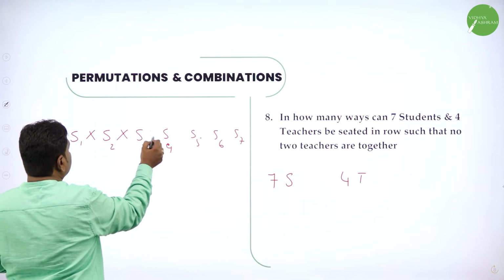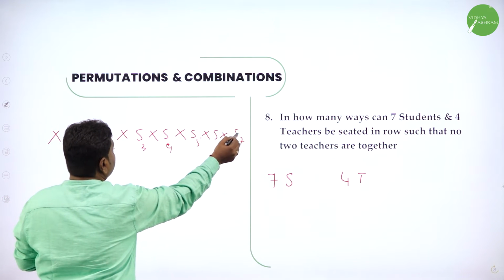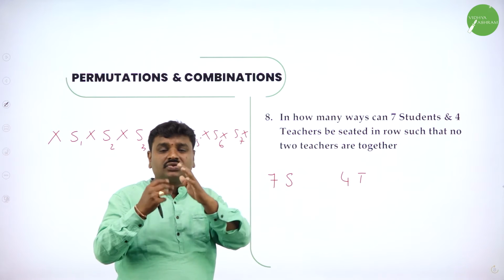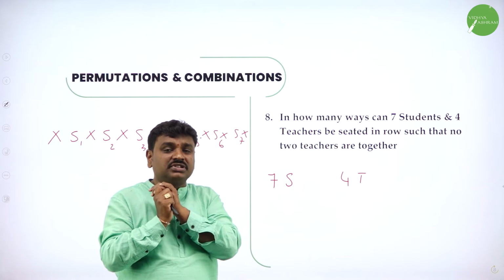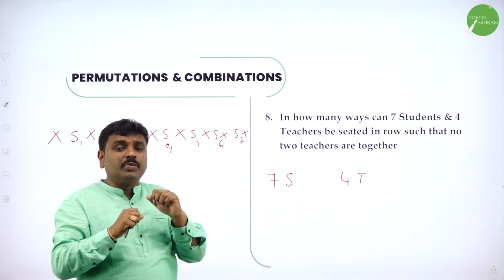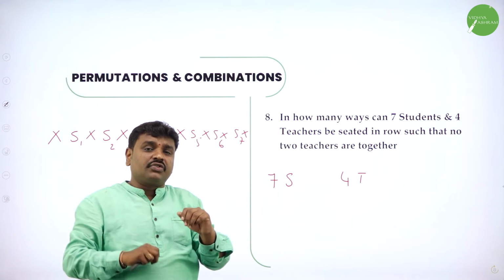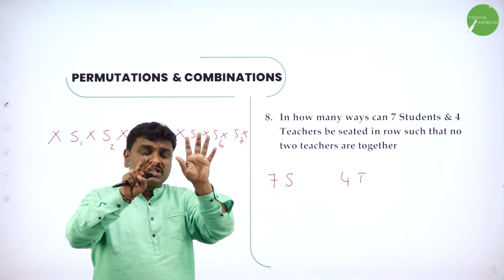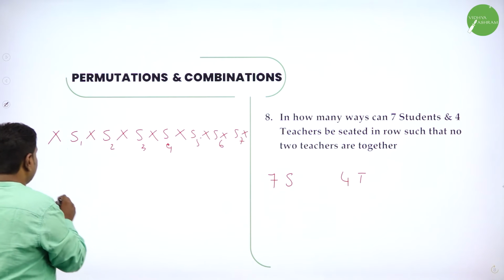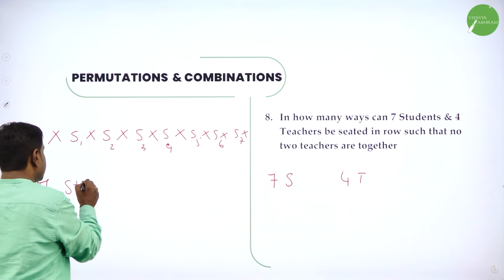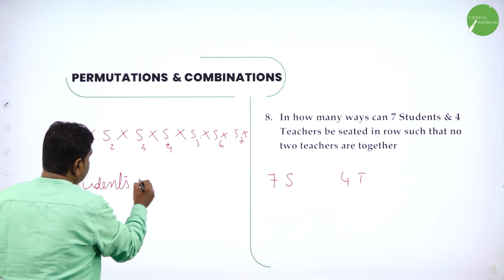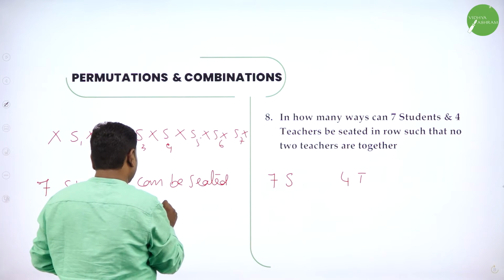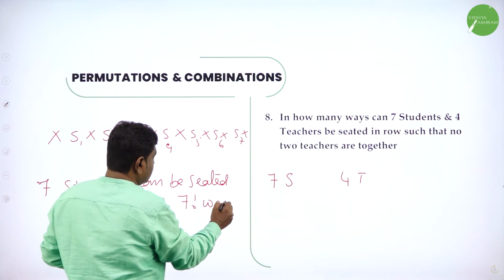1, 2, 3, 4, 5, 6, 7, 8 alternate places. In any one of these 8 places, you can fit the teachers so that teachers will not be together. Teachers should not sit together means they should be between students. How many students are there? 7 students are there. Always, if you have n in a row, n plus 1 alternate places. So first the 7 students, no restrictions for students. So they can be seated in 7 factorial ways. Do you agree? N things in n ways.